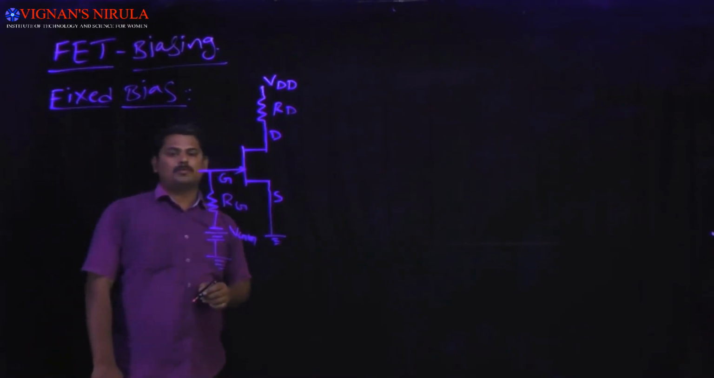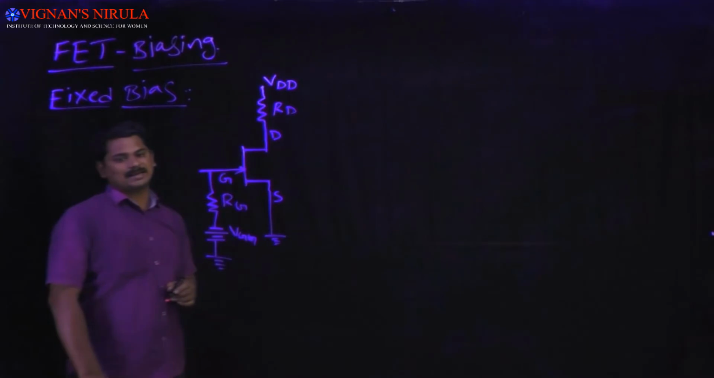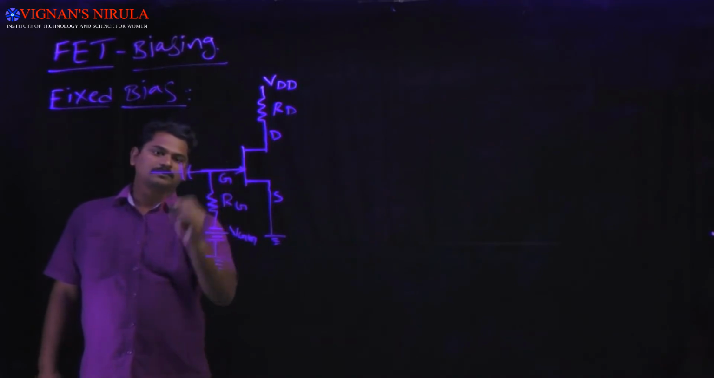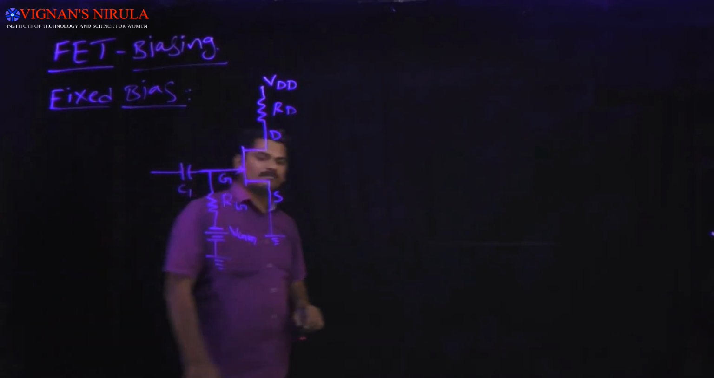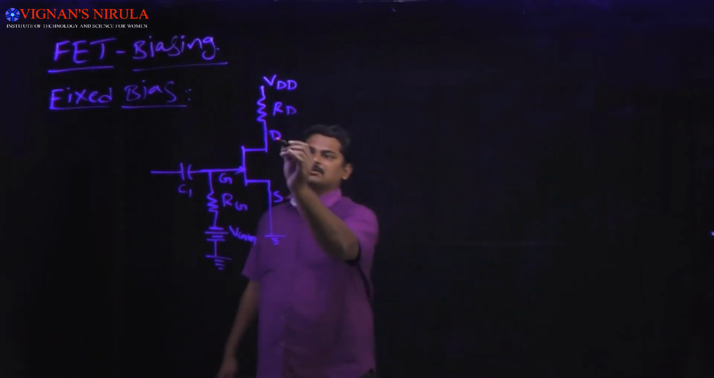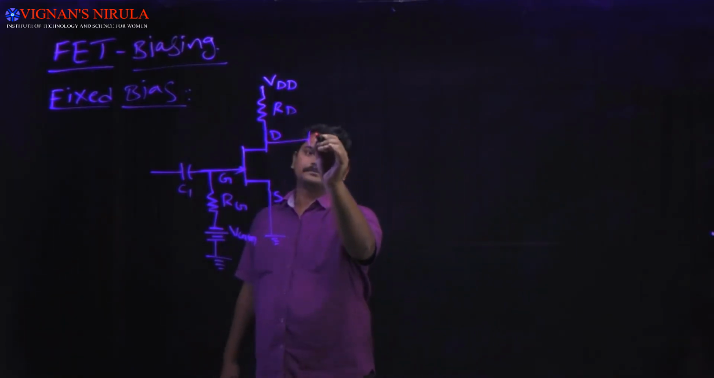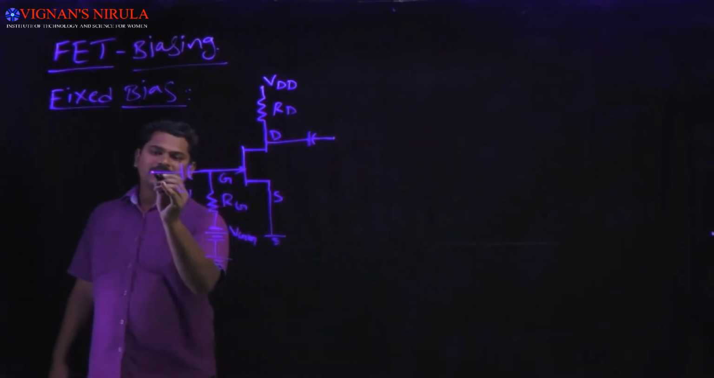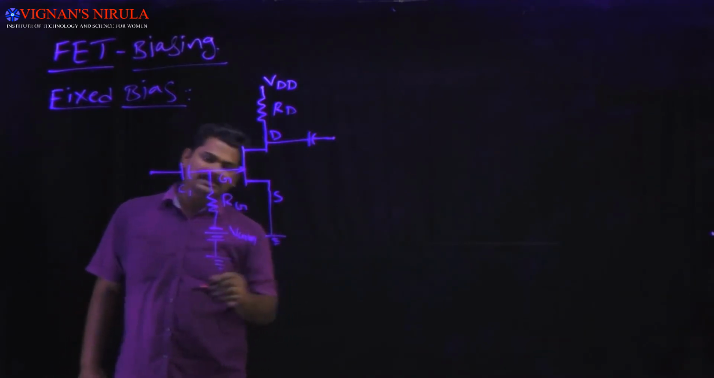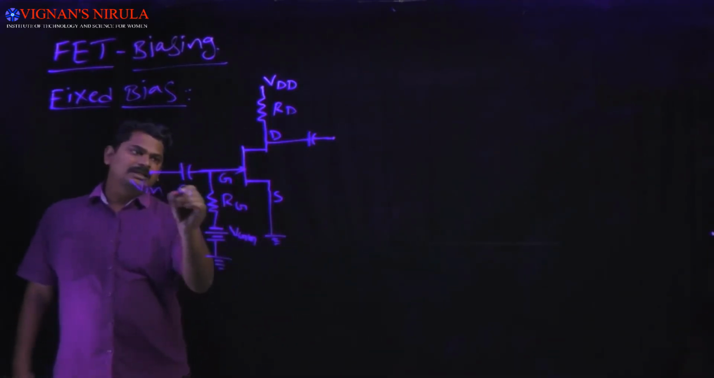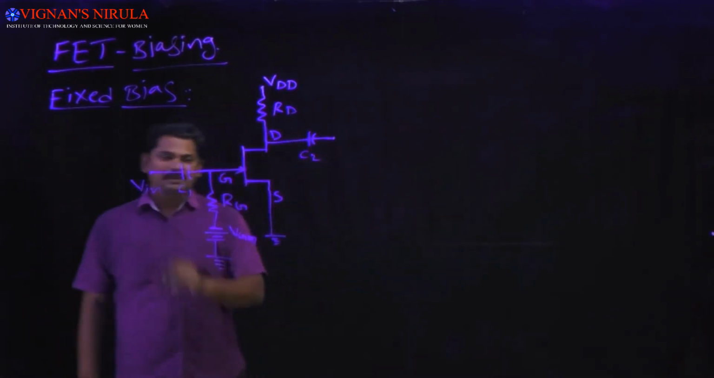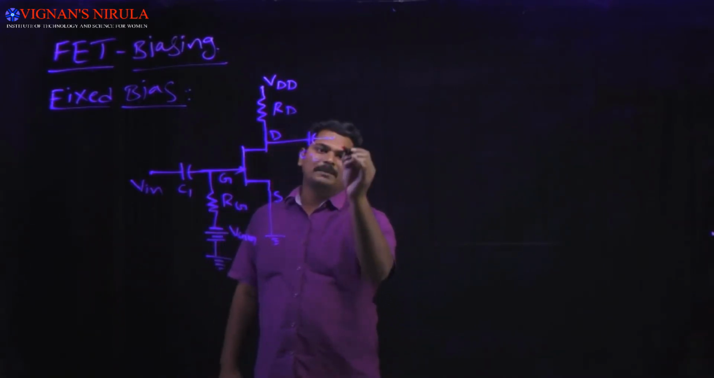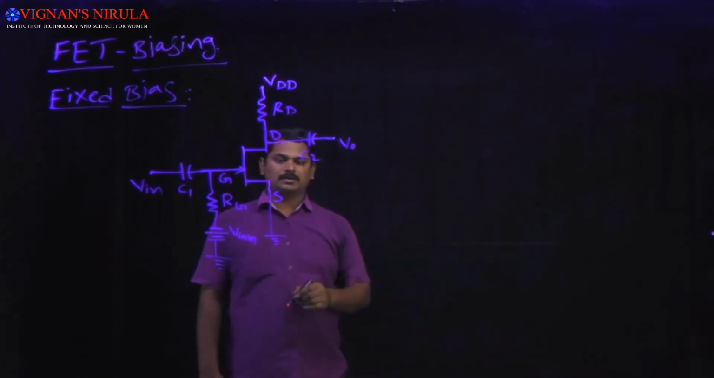And we have two more coupling capacitors. One capacitor is connected across the gate, this is the capacitor C1, and one more capacitor we are connecting across the drain. Here we are giving the input AC signal at the C1 coupling capacitor, and we are collecting the output of the FET at the C2 coupling capacitor. So this is called V0, the output.